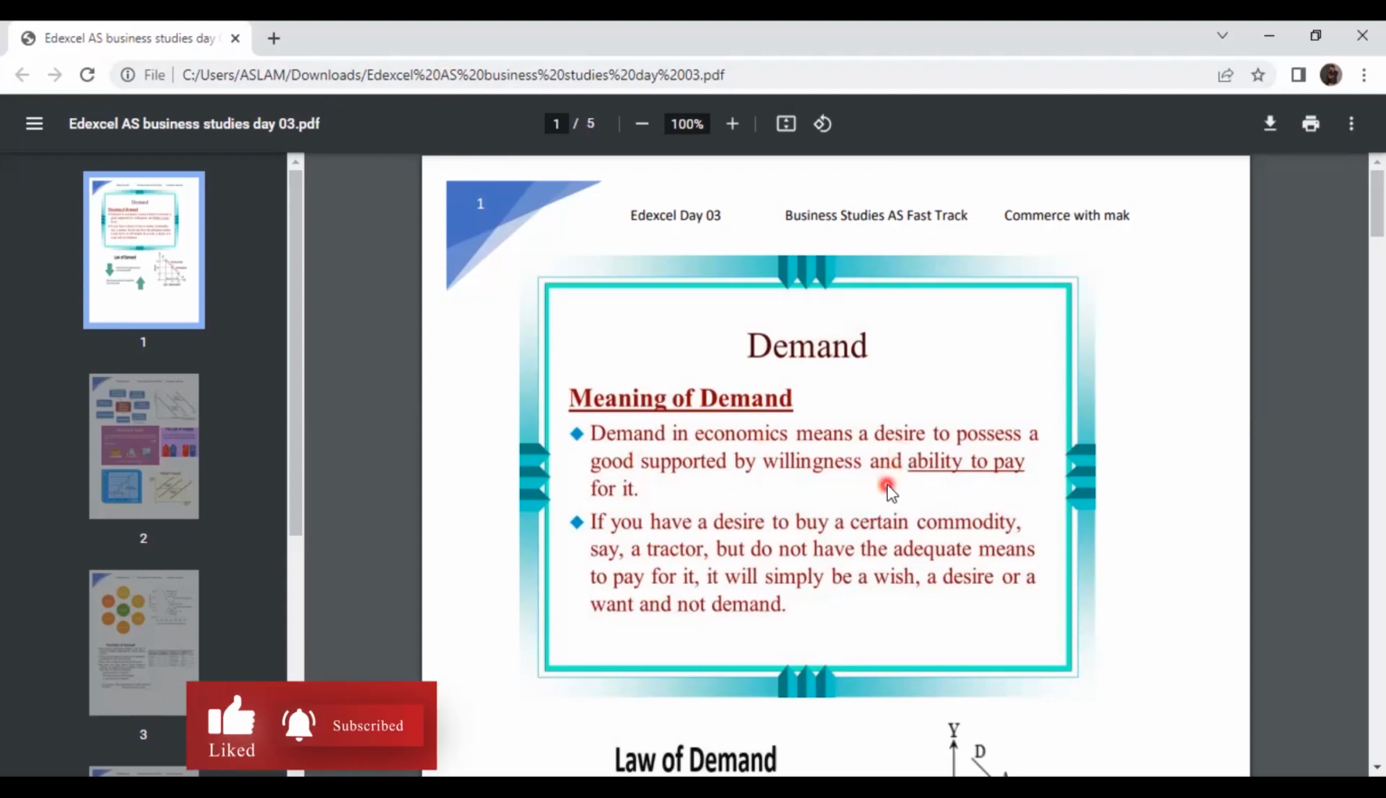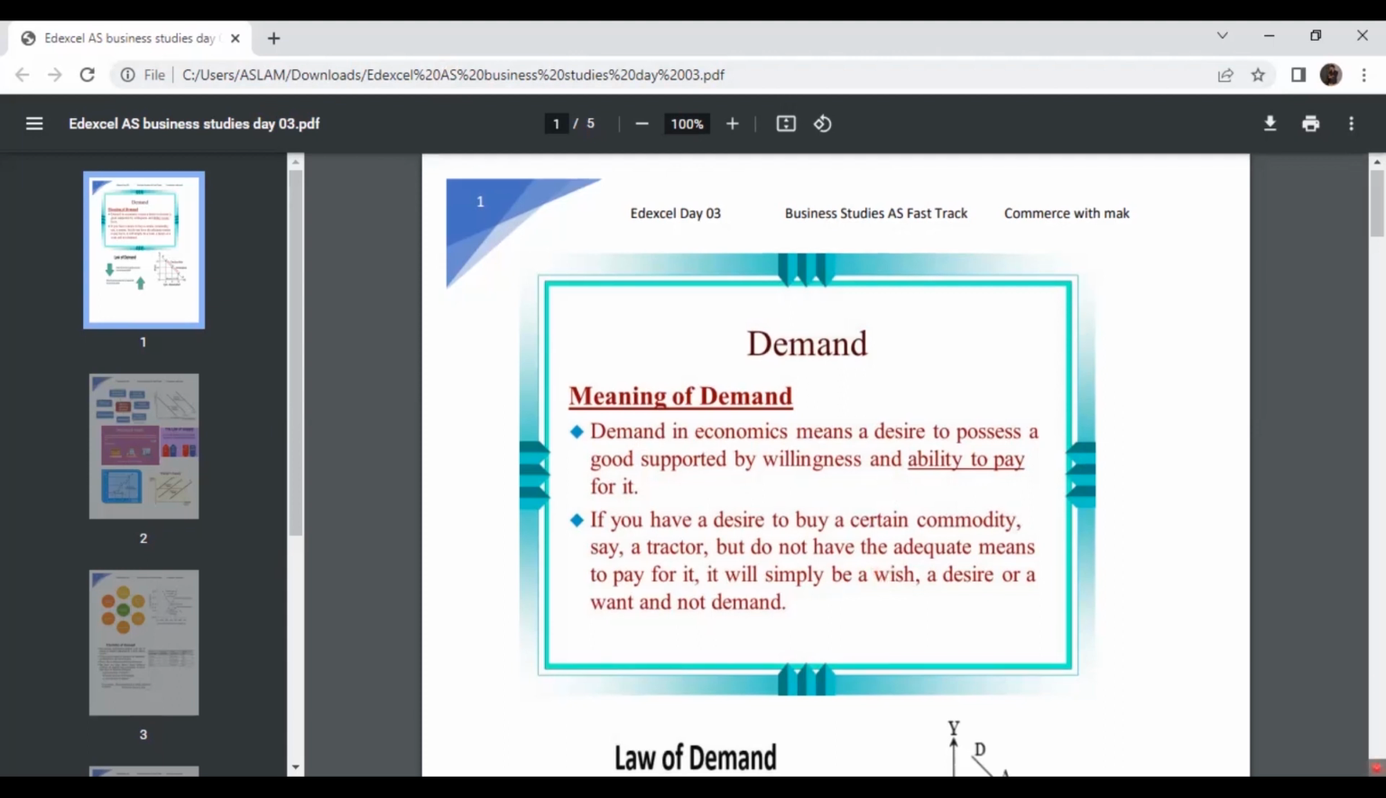If you have a desire to buy a certain commodity, say a tractor, but do not have the adequate means to pay for it, it will simply be a wish, a desire, or a want, and not demand. So, what is demand? The willingness and the ability to purchase something is known as demand.